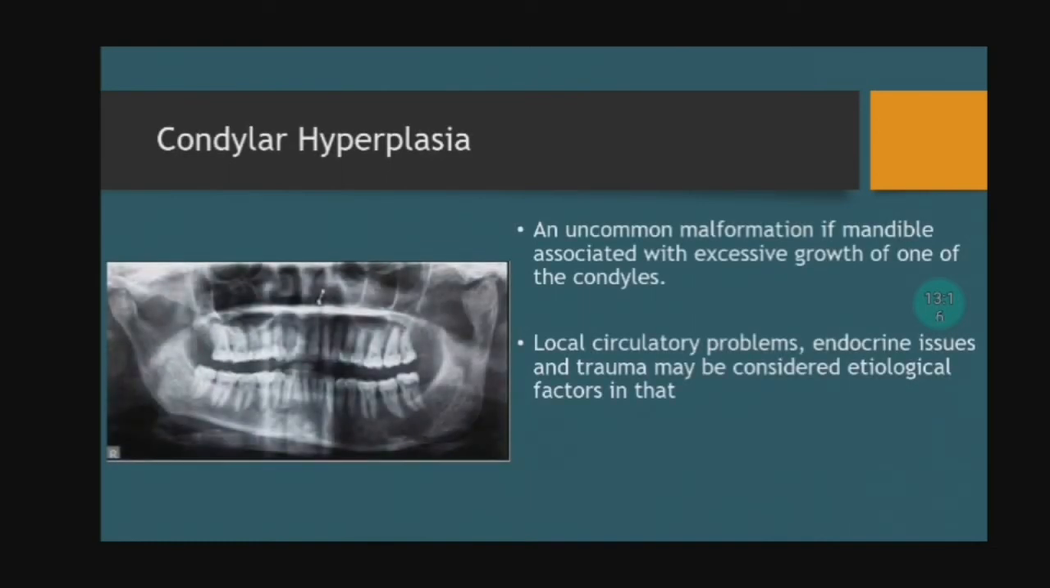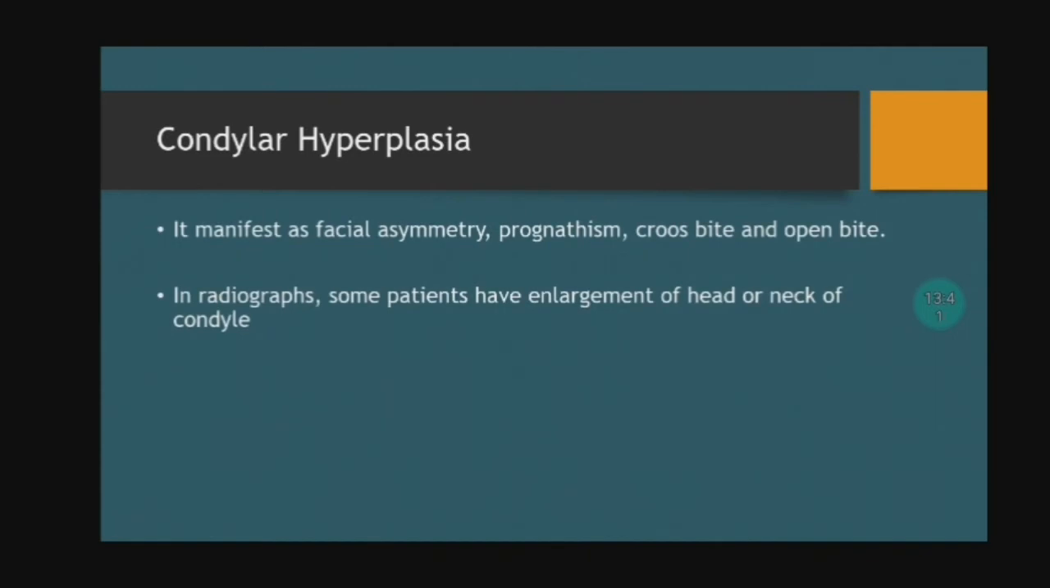Condylar hyperplasia. It is an uncommon malformation of the mandible associated with excessive growth of one of the condyles. Local circulatory problems, endocrine issues, and trauma may be considered etiological factors. It manifests as facial asymmetry, prognathism, crossbite, and open bite. In radiographs, some patients have enlargement of the head or neck of the condyle.